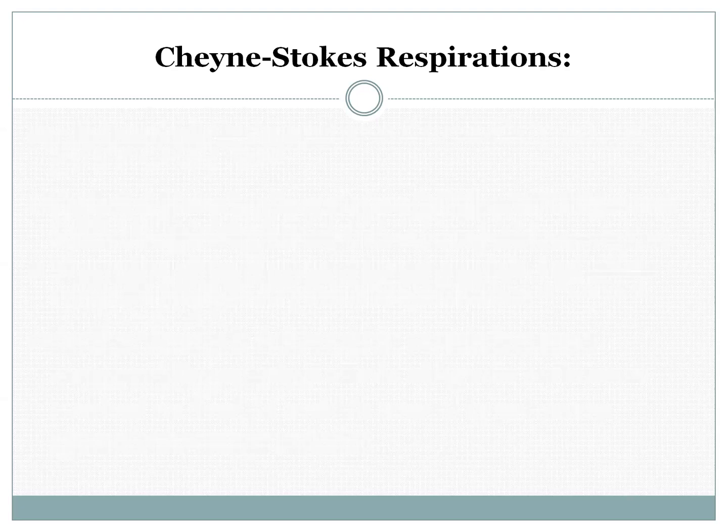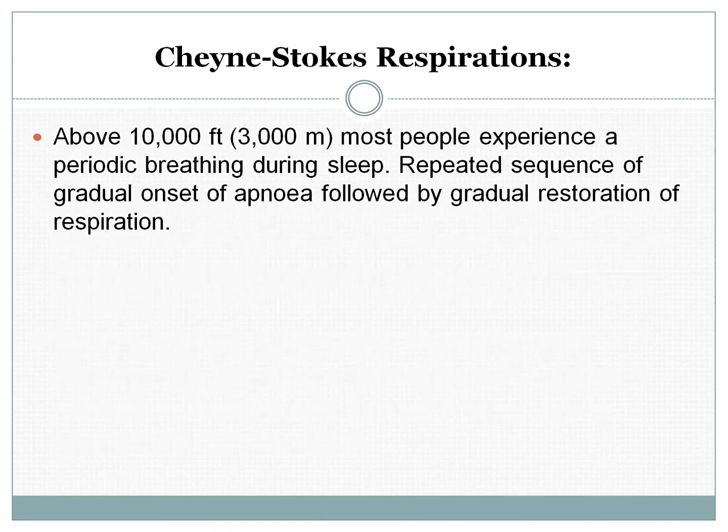There was one word which was known as Cheyne-Stokes breathing. A separate question on this can be asked. Cheyne-Stokes breathing, as it is known. Above 10,000 feet, most people experience periodic breathing during sleep, a repeated sequence of gradual onset of apnea followed by a gradual restoration of respiration. So there will be no breathing, again respiration, no breathing, again respiration. This type of breathing will be followed. Above 10,000 feet it can occur, or it can also occur abnormally.